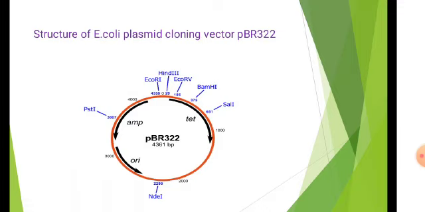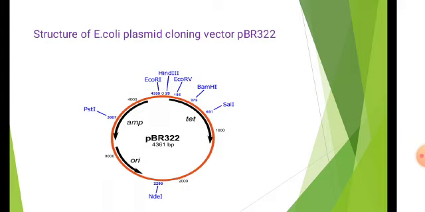E. coli plasmid cloning vector pBR322. There are two antibiotic resistance genes, ampicillin R and tetracycline R, and it also has a lot of restriction enzyme sites like HindIII, EcoRV, BamHI, SalI, PvuII, PstI. So many restriction enzymes are there. That is what the slide shows.